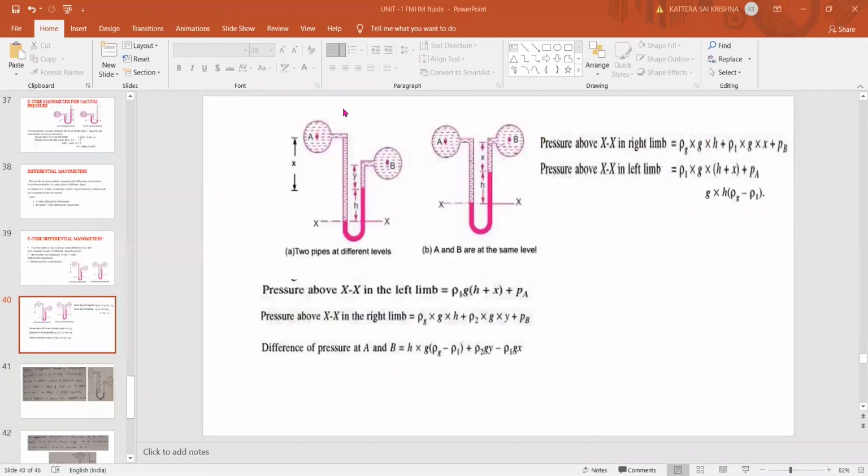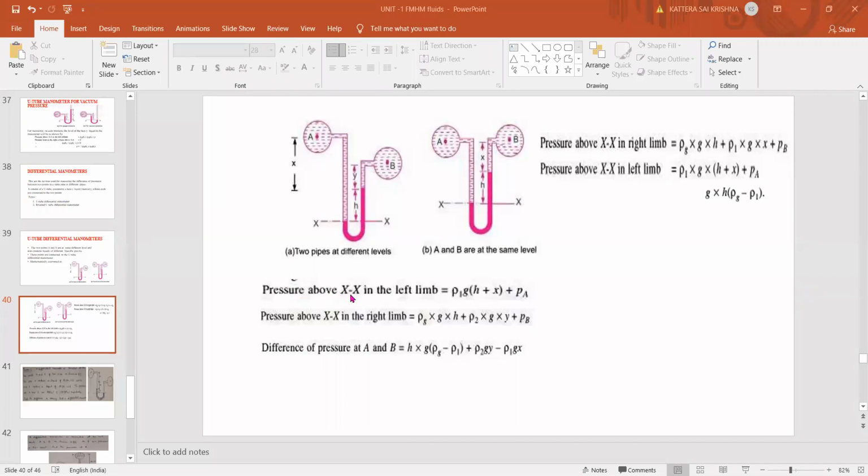First I'm showing the two pipes at different levels. If you see here, again I'm showing the same image. Two pipes A and B are at two different heights, right? After connecting the U-tube differential manometer, it will show some readings like this. We need to take a datum line where the mercury level is low. There you need to draw a datum. We should consider that as datum. Then you need to know the heights here, right?